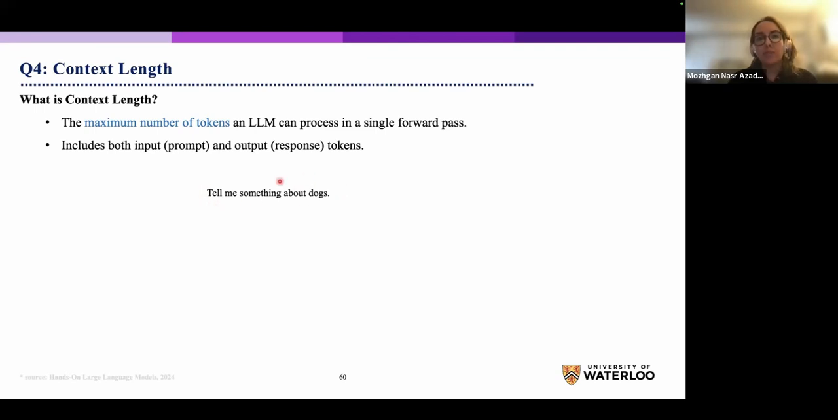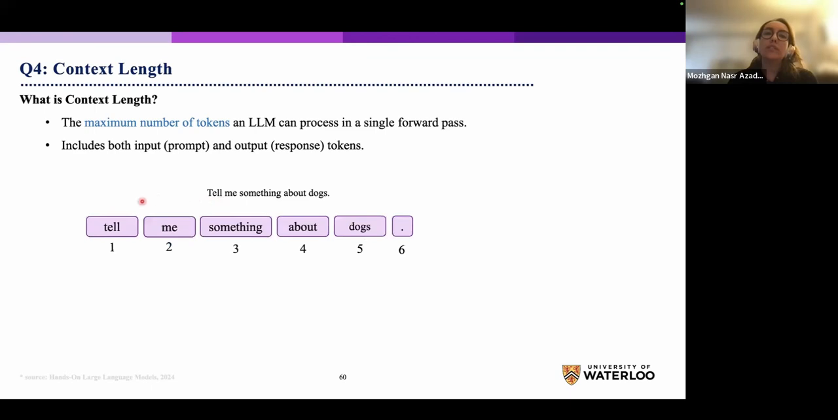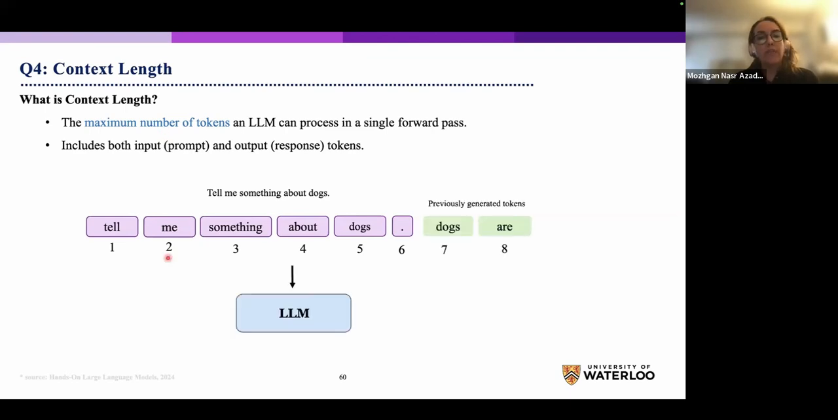We have a sentence, "tell me something about dogs." We know that the tokenizer is going to break it up. For the sake of argument, let's say that the tokenizer is splitting this sentence at the word level, perfect words, and the dot. So: tell me something... Here we see the count: we have 6 tokens at the current moment. LLMs have this concept of a maximum number of tokens they can process at any given time, and they are trained based on this maximum number of tokens. If we give these tokens to the LLM, it will start generating the next token autoregressively.